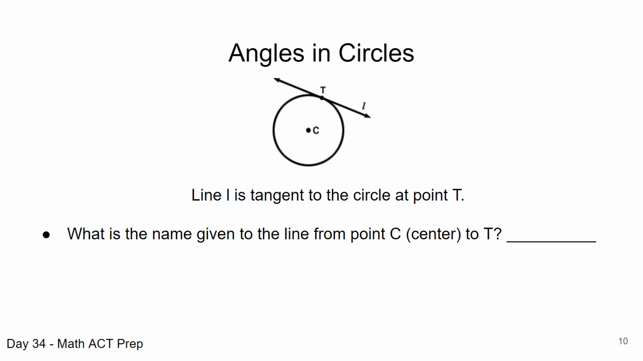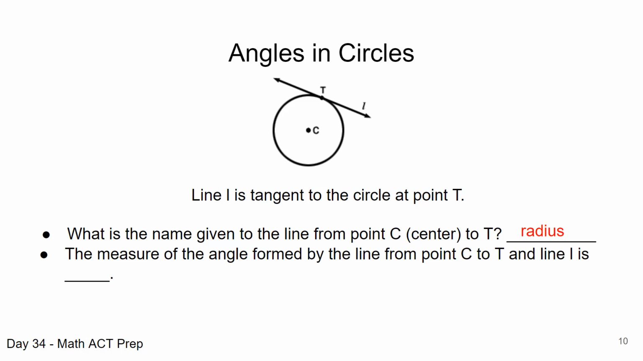So if I asked you, what's the name, if we drew a line from point C, the center of the circle, to T, what would we call that line with respect to a circle? That is the circle's radius. We know from point C to T is a radius. Now, the measure of the angle formed by the line from point C to T and line L, what would be the measure of that angle? It is 90 degrees between the radius and line L.